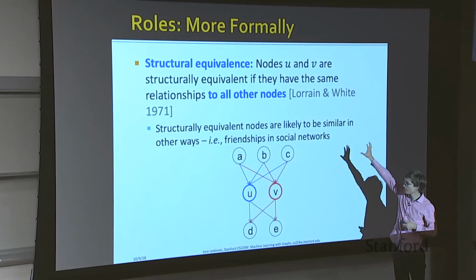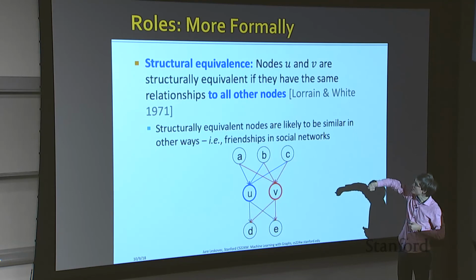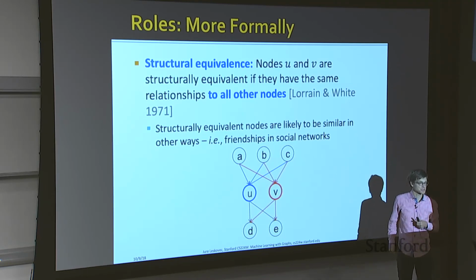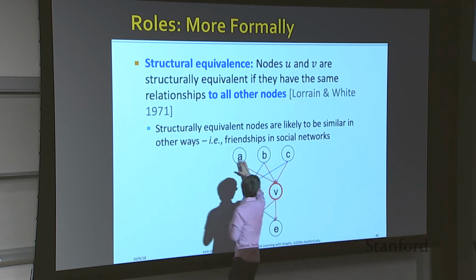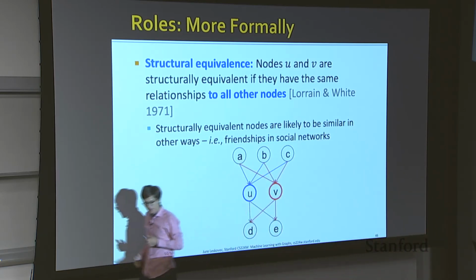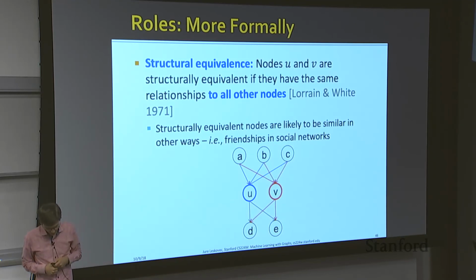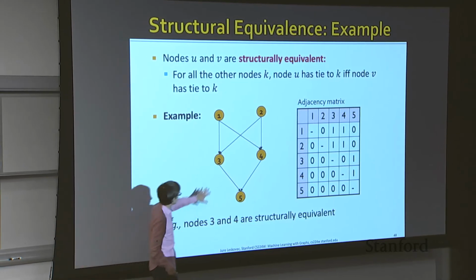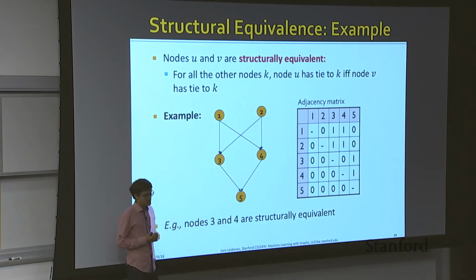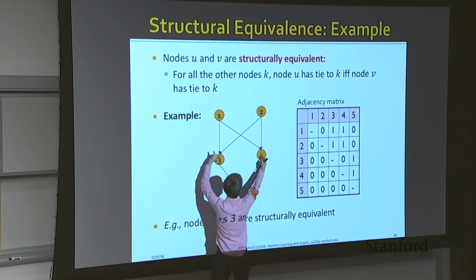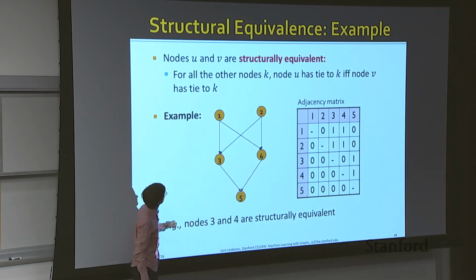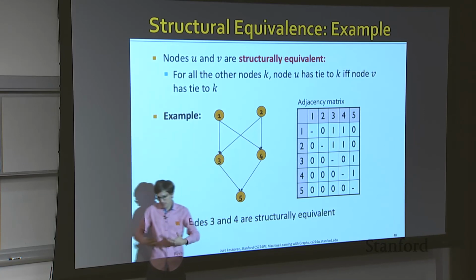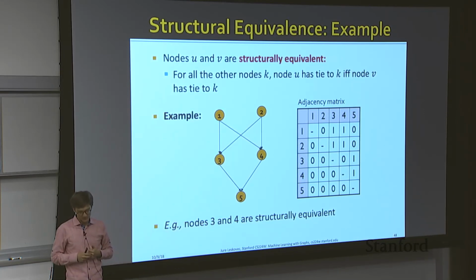Notice that the way the definition is up here, it's very restrictive because it says if they have the same relationships to all other nodes, right? Here that means to nodes A, B, C, D, and E. But nodes U and V are structurally equivalent. And here's another example where you can take the graph and ask what nodes here are structurally equivalent, and you know nodes 3 and 4 are structurally equivalent, and nodes 1 and 2 are structurally equivalent because they link in the same way to the rest of the network.